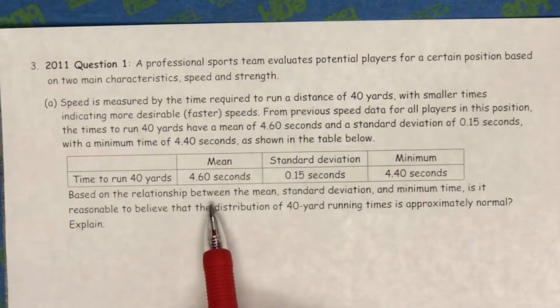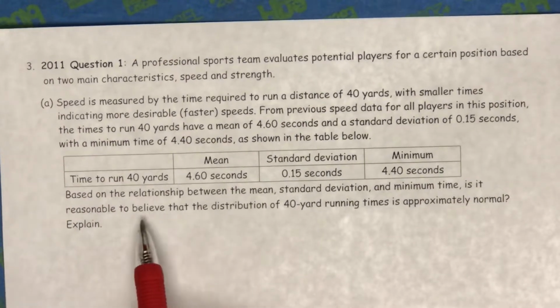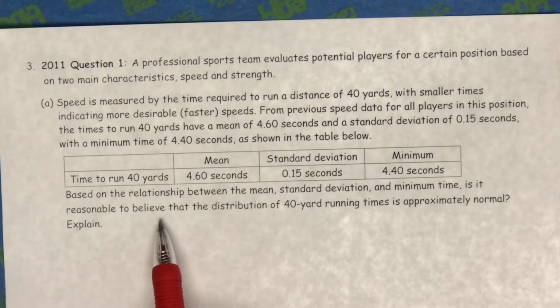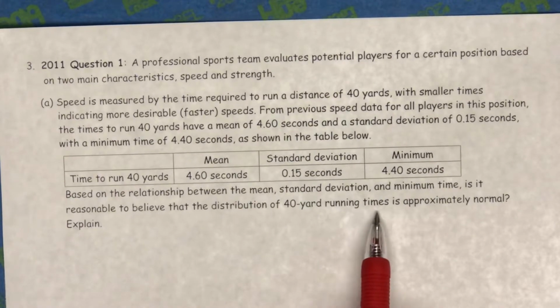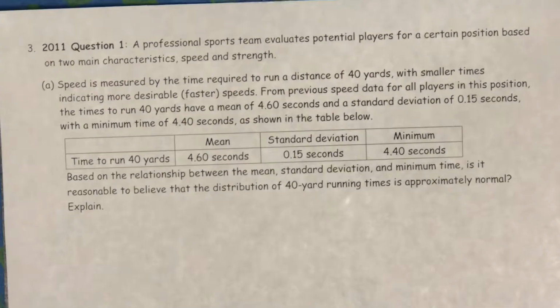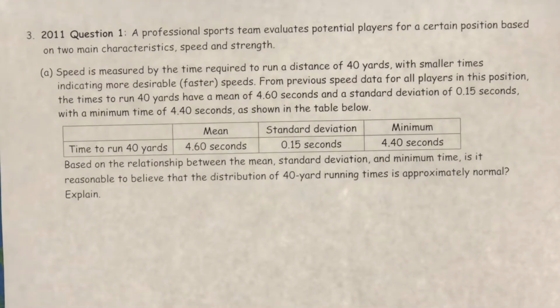It says, based on the relationship between the mean and standard deviation and minimum time, is it reasonable to believe that the distribution of 40-yard run times is approximately normal? And I don't think you're going to have to do this on the FRQ, but I do expect you to have to do this on the multiple choice, so you need to pay attention.